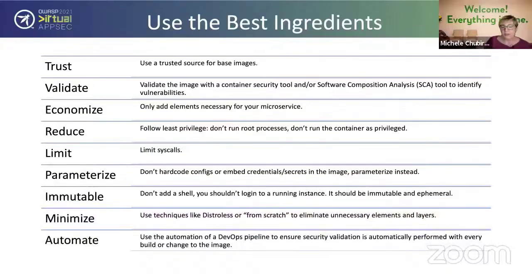Minimize. You want to use techniques like distroless and from scratch to eliminate unnecessary elements and layers. You want to automate. I think automation is probably one of the best elements that will help you attain separation of duties. And it will eliminate errors and it will minimize your attack surface if done well. Then you can also integrate security validation at multiple phases of your pipeline as well.